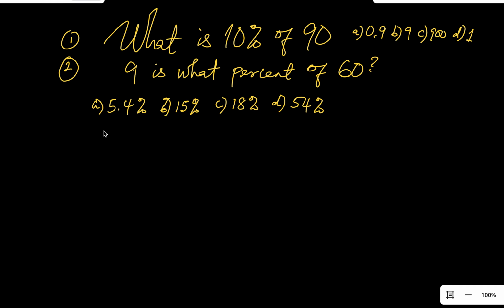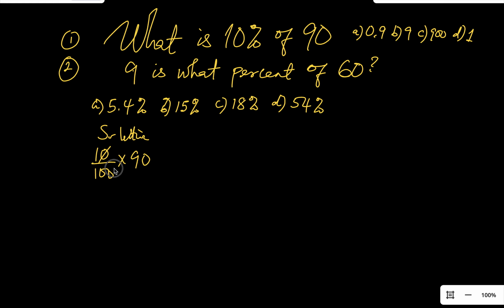All right, let's solve together. So now how do we solve the first one? We are asked what is 10% of 90? The first thing you need to be familiar with is when you have 10%, that simply means 10 over 100. That's what 10% means. Of means multiplication in mathematics, of 90. So with this, you're done. You already have the answer.